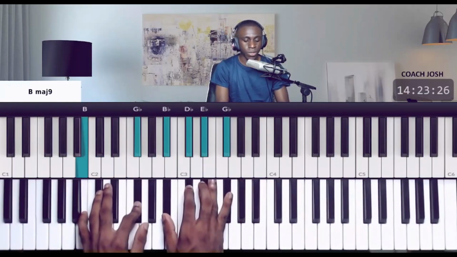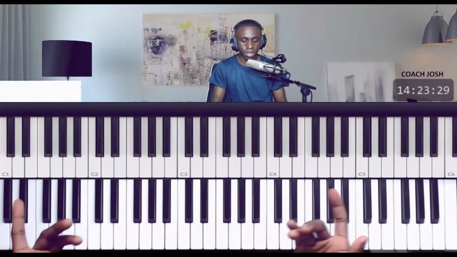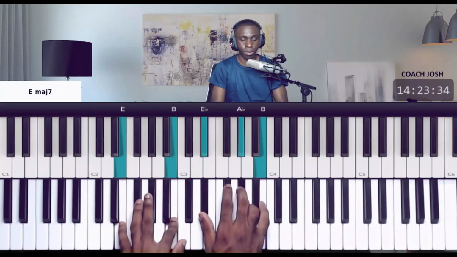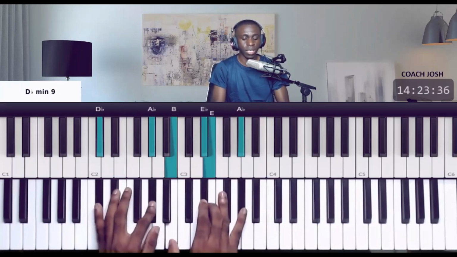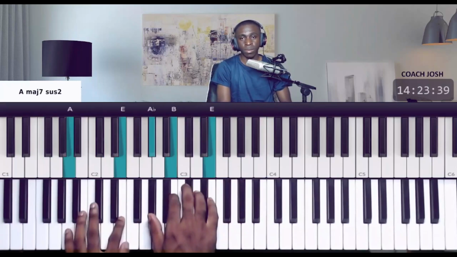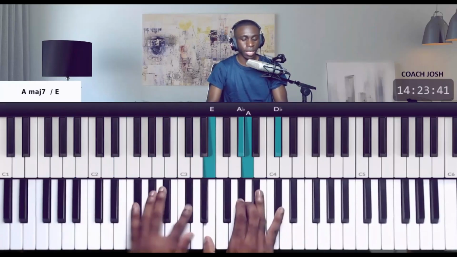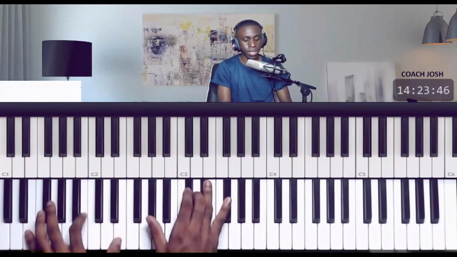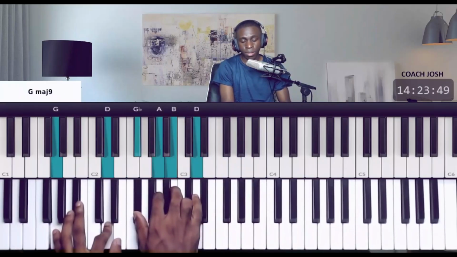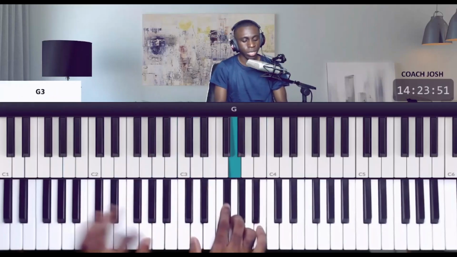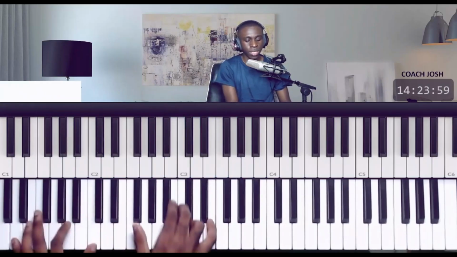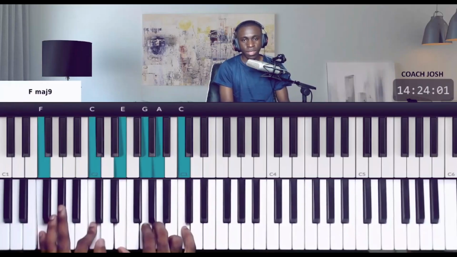It's very good to do this across different keys. We're in the key of B, right? Then the key of E, then A, D, then the key of G, okay, then the key of C. That's where we came from.